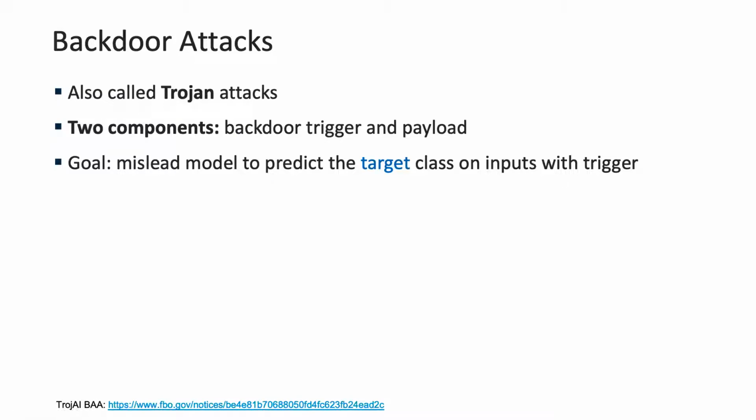Now I'll talk about the second type of data poisoning attack, which is called backdoor attacks. This is also called neural Trojan attacks. There are two design components for a backdoor attack. The first one is the backdoor trigger. The second component is the backdoor payload, which describes the malicious functionality that the adversary wants to achieve. The goal of a backdoor attack is to mislead the victim model to predict the target.